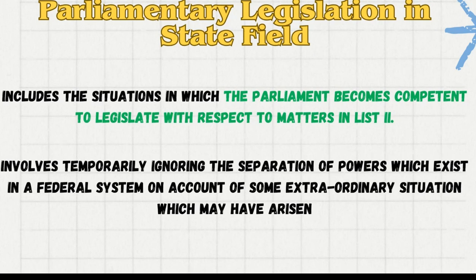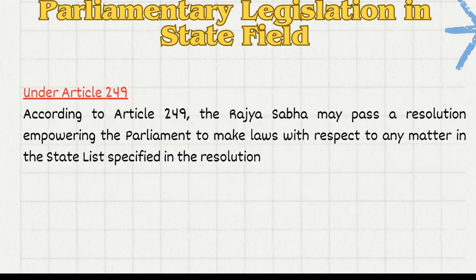Parliamentary legislation in state field involves temporarily ignoring the separation of powers which exists in a federal system on account of some extraordinary situation which must be taken care of at the national level. So, the Parliament can legislate with respect to matters specified in the state list in the following situations.